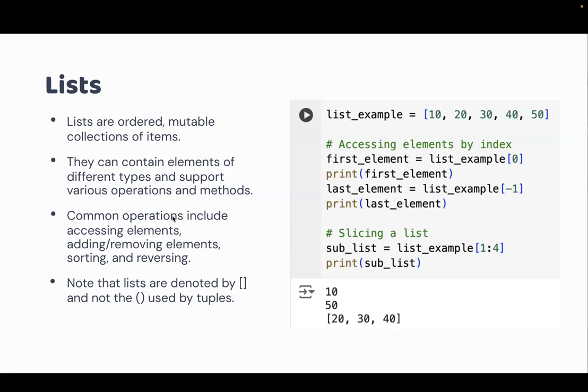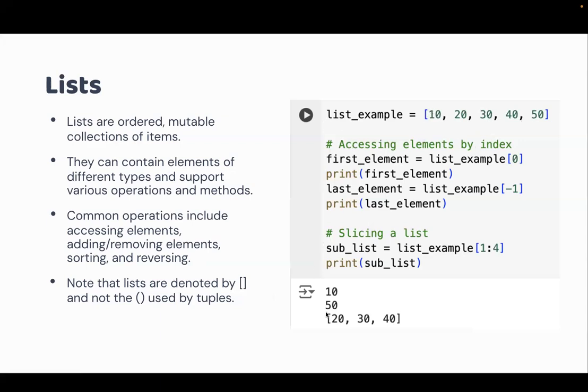And some common operations include accessing, adding, removing elements, and sorting and reversing. Sorting and reversing is just a sort method and a reverse method. And we will get to know some adding and removing of elements later. So note that it's denoted by the brackets.